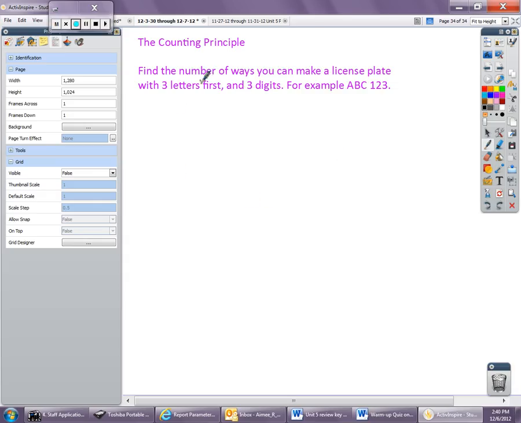Find the number of ways you can make a license plate with 3 letters first and 3 digits. So for example, ABC123. Okay? Well, first of all, you have to think about how many slots I have to fill, and in this case I have 6 slots. The first 3 slots I want to be a letter. The second 3 I want to be a number or a digit.